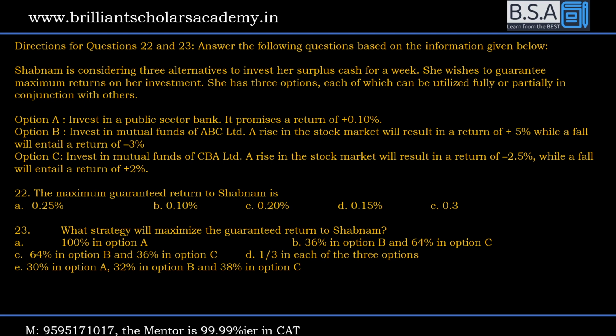Before you read the questions, Shabnam has some extra money. She wants to use that money. She has been told she has three options. One is you put in option A. Forget public sector and all those things. You put in option A, you get a guaranteed return of 0.1%. If you put your money in option B, you could put your entire money in B or partial money in B.